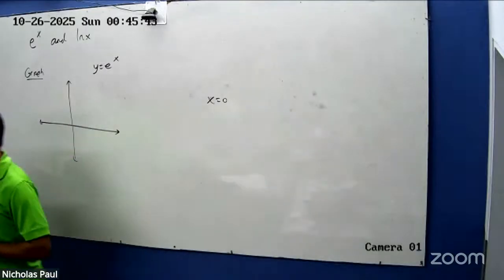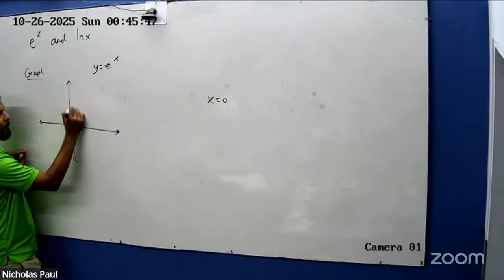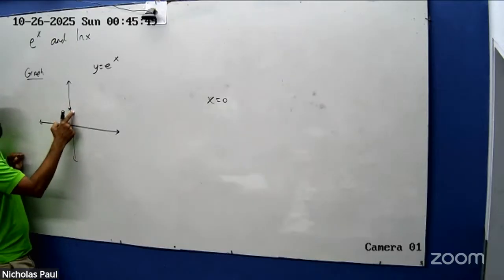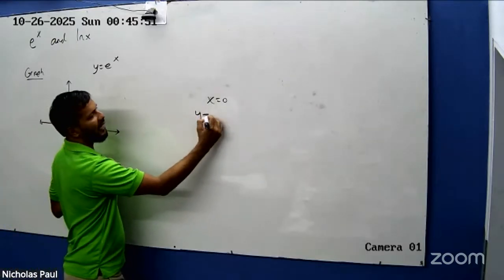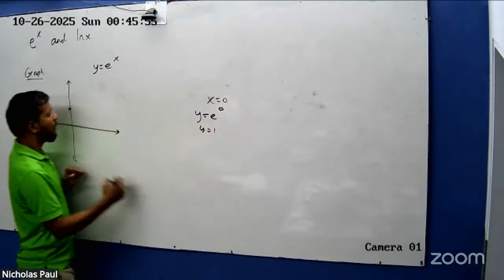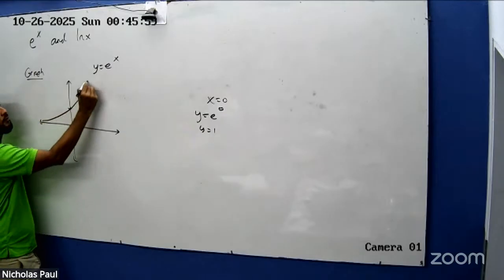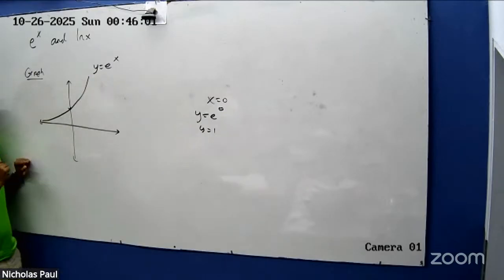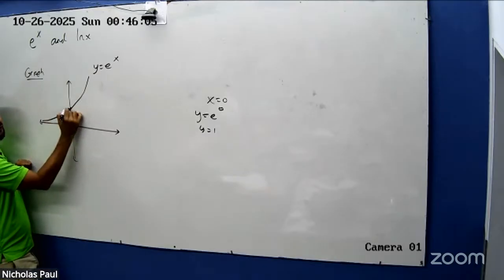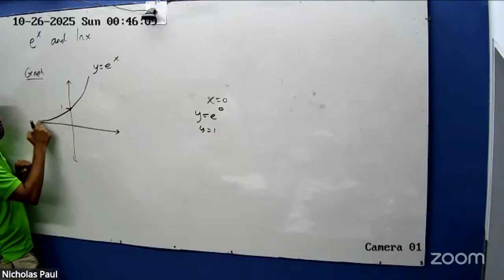So here, what I was saying is that when x is 0, y is e to the power 0, and anything to the power 0 is 1. So the point (0, 1) is a point that will always be on this graph. That's okay? So you can remember it like that. Remember this point here: when x is 0, y is 1, and this is the graph.